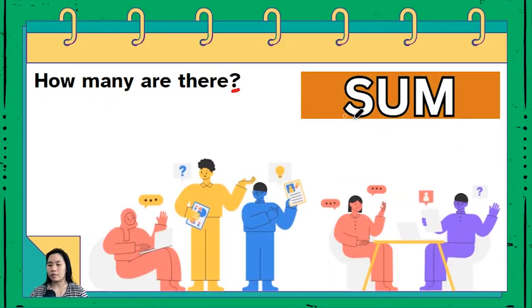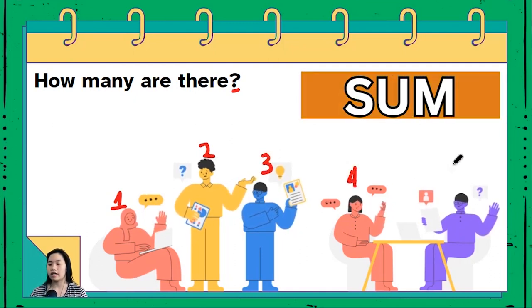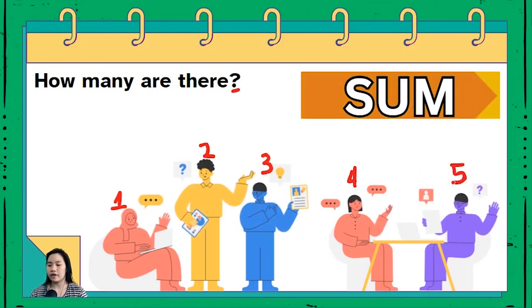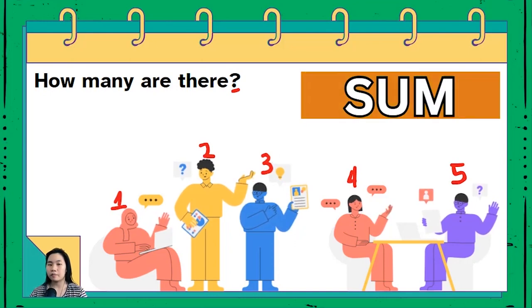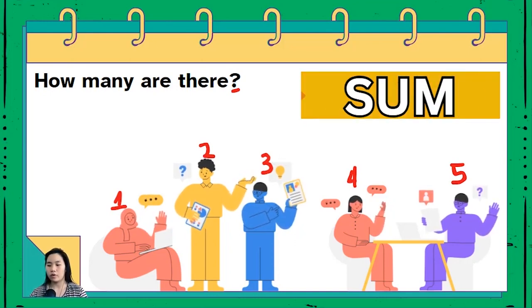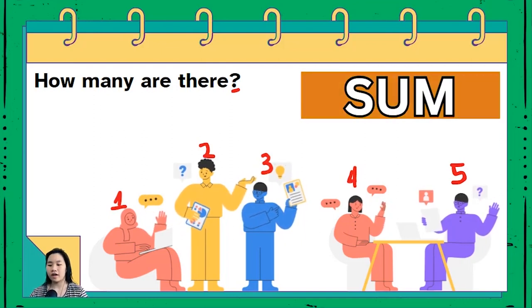And we'll do the same. 1, 2, 3, 4, and 5. All right, good job. So there are 5 people in total, or the sum of people is 5.